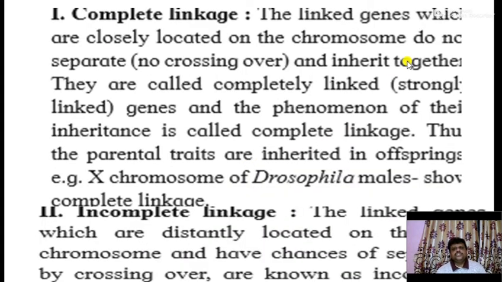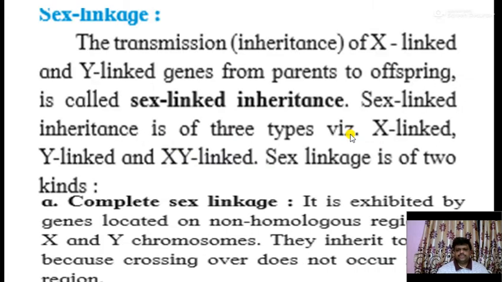The linked genes which are closely located on the chromosome do not separate. There is no crossing over. Due to no crossing over, they inherit together, and these are called completely linked. These are strongly linked genes, and the phenomenon of their inheritance is called complete linkage.